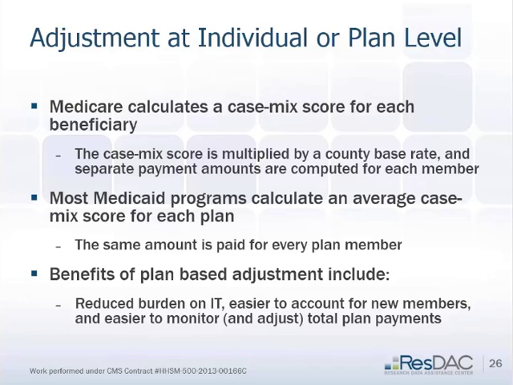You take the case mix score, calculate it at the individual level, and wrap it up, predict it at the group level, and then do a case mix score for each plan, and then you multiply that by the base rate, and so on.